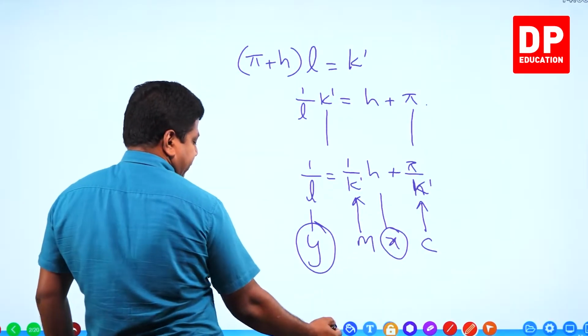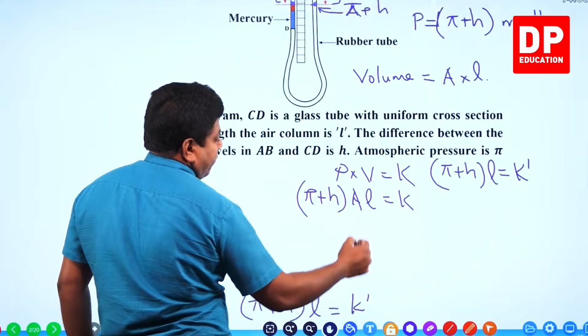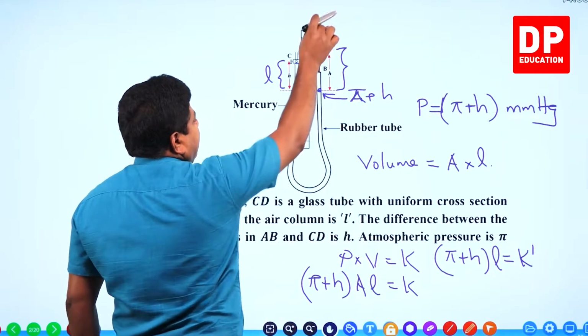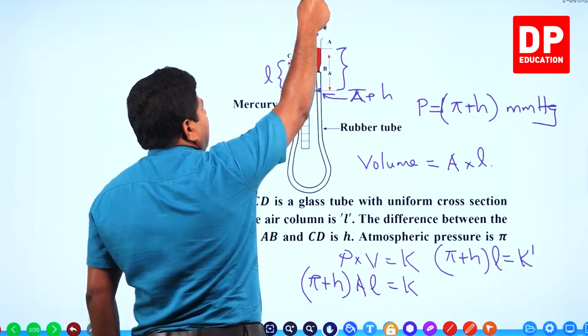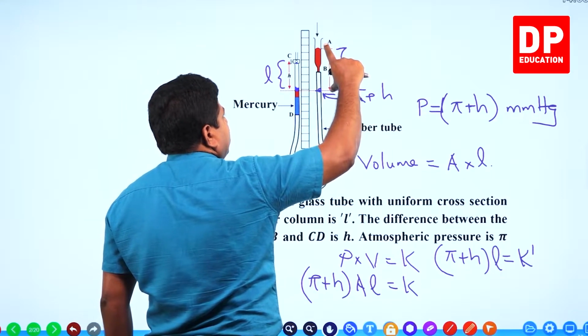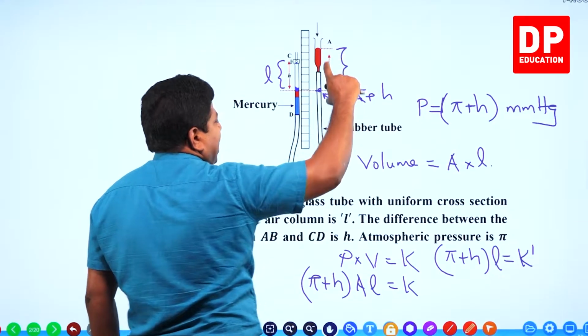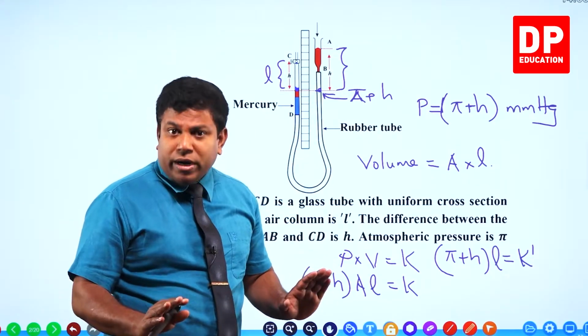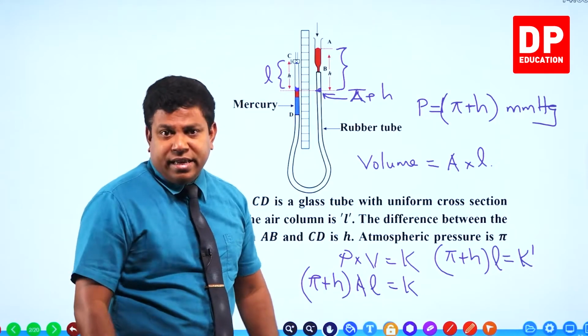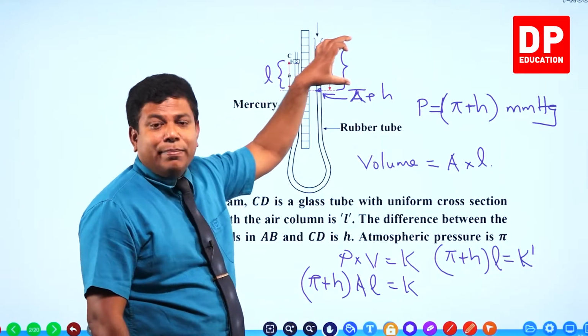Look at this again. When I am adjusting the height, it can be adjusted. You have enough rubber tube here. So if you raise it up or bring it down, this H is going to be adjusted. So that is the independent variable. I can adjust it on my own. It doesn't depend on anything else. So H is the independent variable.